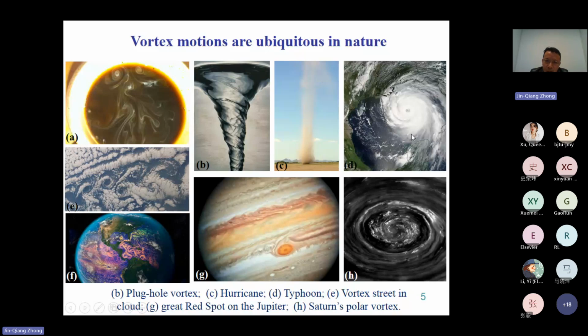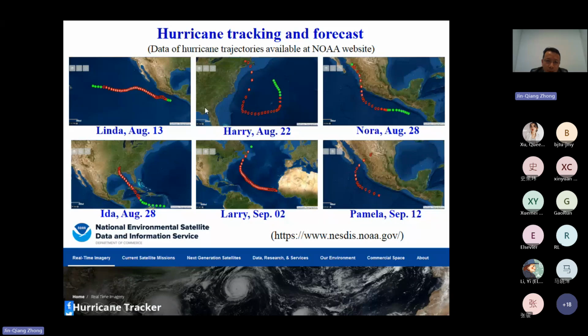They arise in the atmosphere, in the ocean, and on gas planets. Hurricanes and typhoons are large-scale vortices that might cause serious natural disasters. How to predict their motion and prevent destruction is of great significance. In this slide, I show some observation data of hurricanes that occur in the East Pacific Ocean and in the Atlantic Ocean. We see very different trajectories, moving speeds, and strengths of hurricanes. These data are available at the NOAA website.